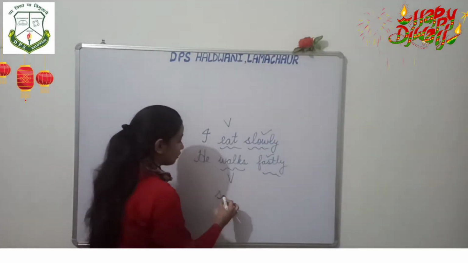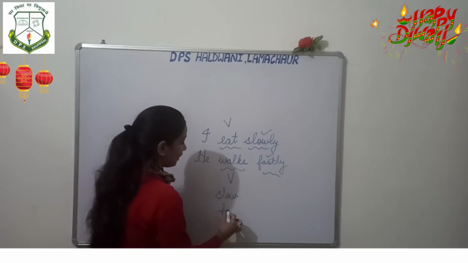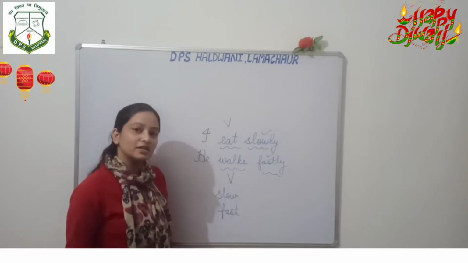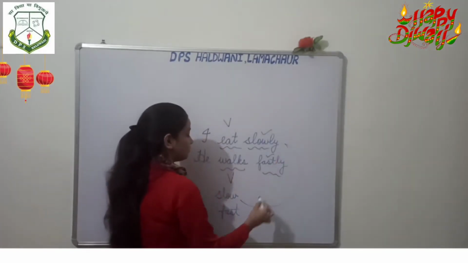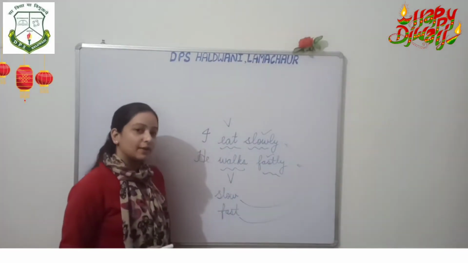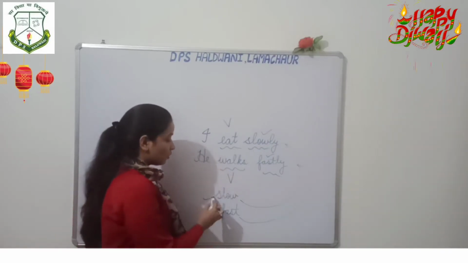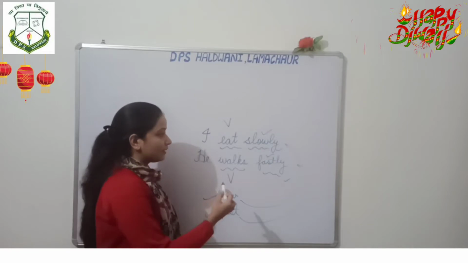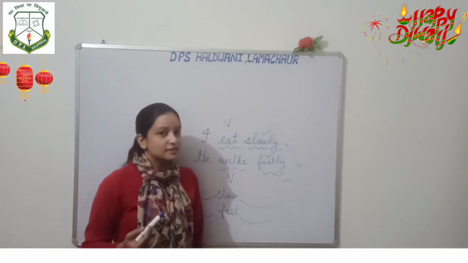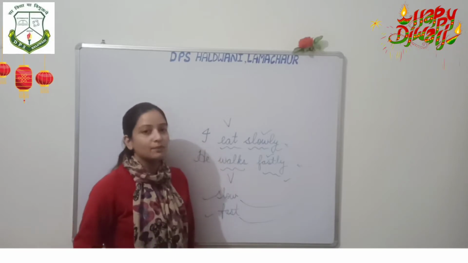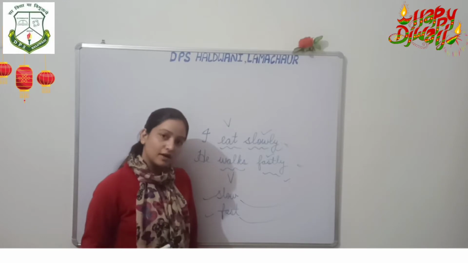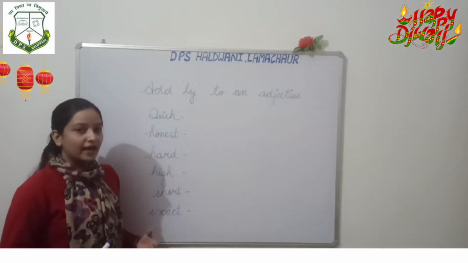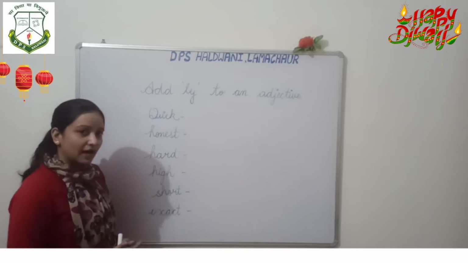If I write slow, S-L-O-W, and F-A-S-T, then these words slow and fast are the adjectives. But when we add L-Y to the end of these words, they become adverbs. So there are some rules to form adverbs from adjectives. One by one, we will learn about those rules. So let's get started. Keep in mind that adverbs are always formed from adjectives.